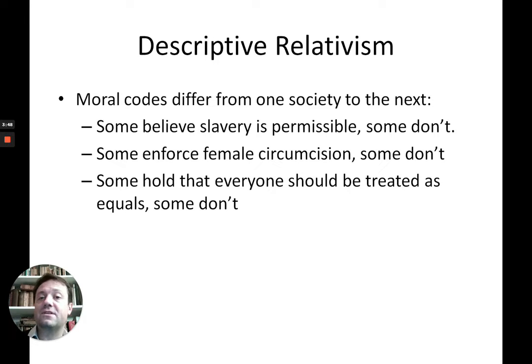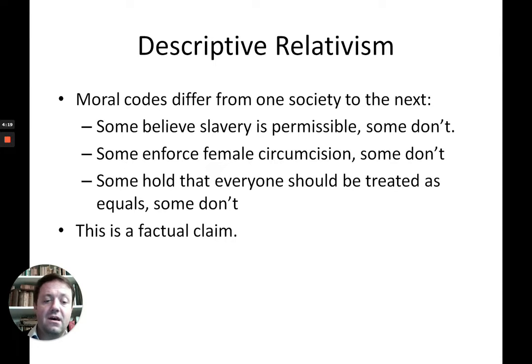So, for example, in the UK, there is much emphasis put on equality between men and women, whereas in Saudi Arabia it has only recently become the case that women have been allowed to drive, and women have far fewer rights as citizens in Saudi Arabia than men. So descriptive relativism is essentially factual. It is a fact that there are different moral codes throughout the world.